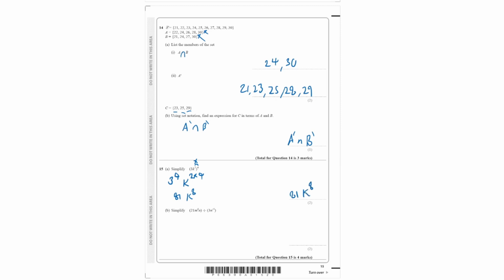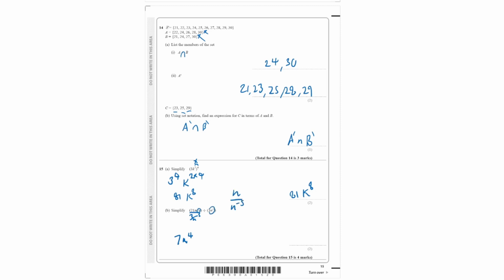Simplify 21m⁴n divided by 3n⁻⁵. So we can simply write here 3n⁻⁵. And 21 divided by 3 is simply 7. m to the power of 4 cannot be divided, so we simply write that as is, m⁴. And we can see here that n to the power of negative 5 and n to the power of 1 both have the same base n. So we can write this as n divided by n⁻⁵.